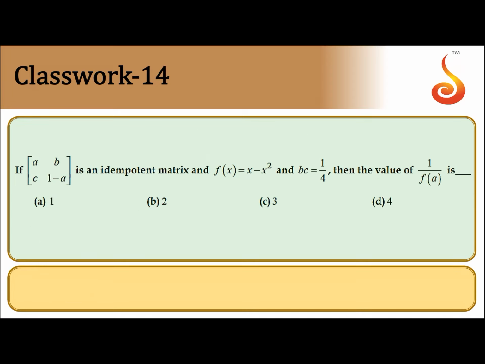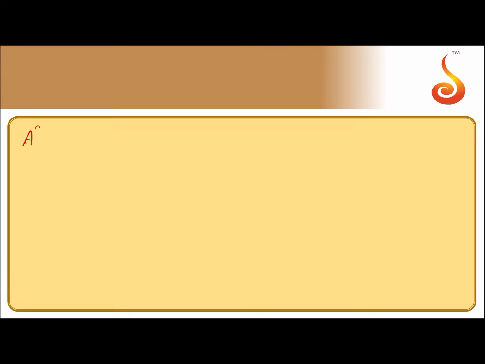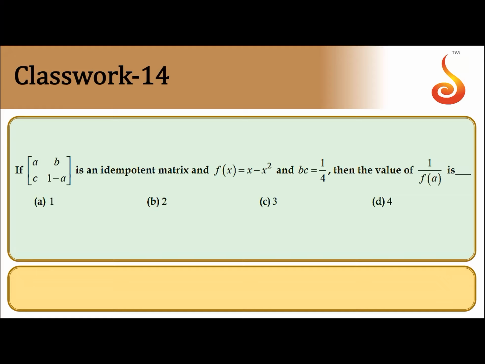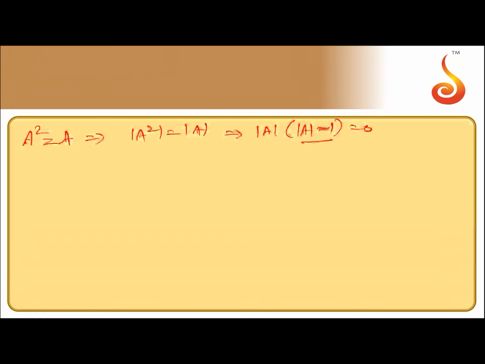Let's proceed to the next one. The matrix given to you is an idempotent matrix. Idempotent means A square is equal to A. As A square is equal to A, determinant of A square is equal to det A. Of course, this is nothing but det A multiplied by det A minus 1 is equal to 0. So I can take up det A equal to 1 now.